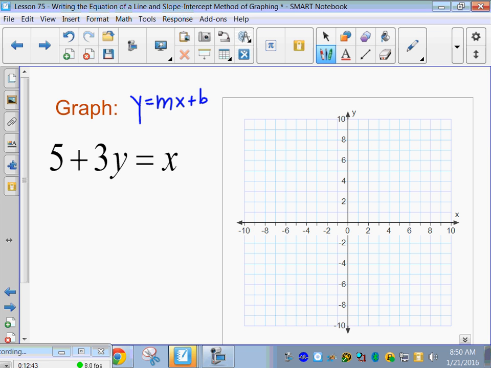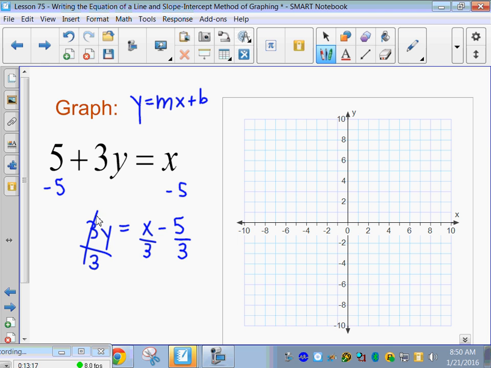So Riley, what would I do first to start isolating for y? Yes. Very good. We're going to subtract 5 from both sides. So we have 3y equals x minus 5. And Evie, what would I do next to get the y by itself? Close. Sophia? There you go. Okay. Divide by 3. Divide by 3. Divide by 3. All right.